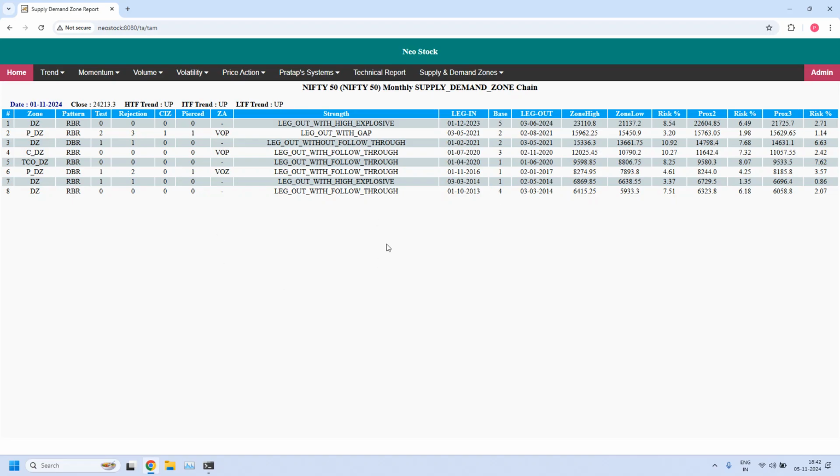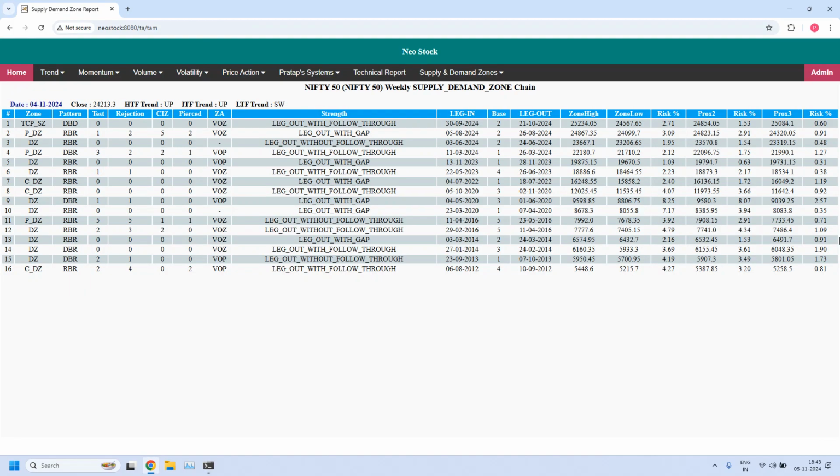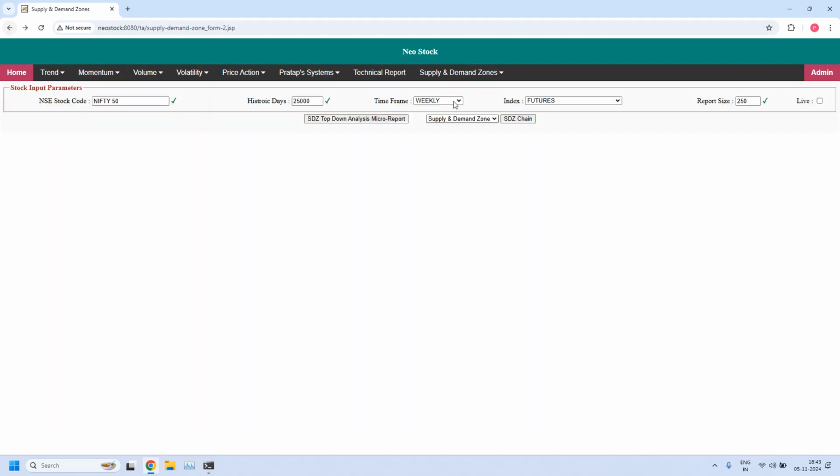And also don't forget to pause the video when you are moving from one time frame to another, because I am giving you only a few seconds. Okay, next time frame is weekly, generating weekly supply demand zone chain for NIFTY. Next time frame is daily, generating daily supply demand zone chain for NIFTY.